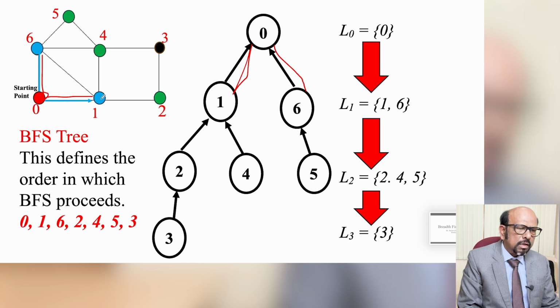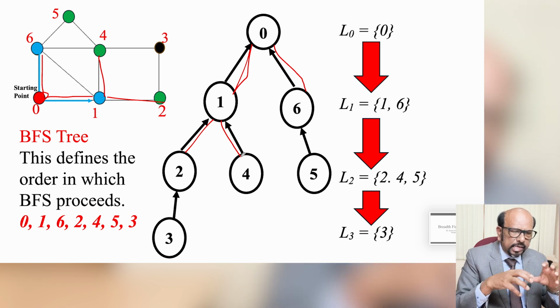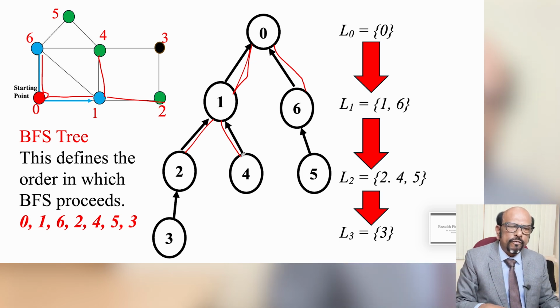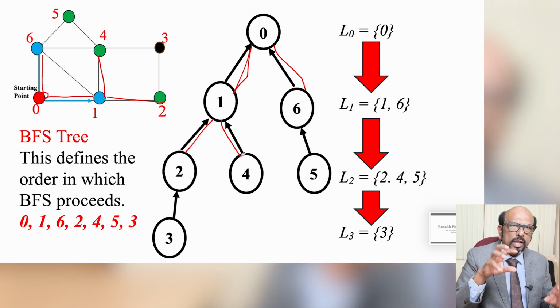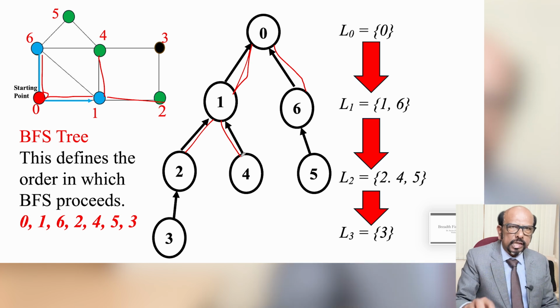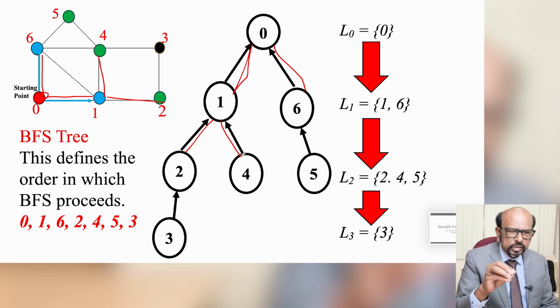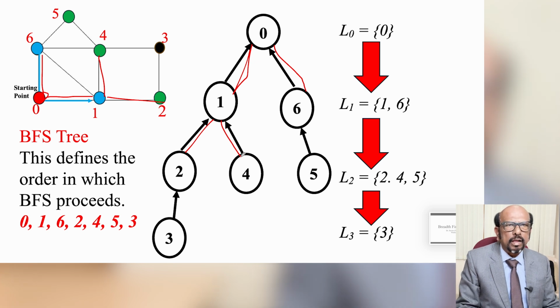Then, afterwards, 2, 4, 5. But 2 is a neighbor of 1 and 4 is a neighbor of 1. So, from 1 we can find out 2 and 4. But before that, 6 will be there. So, in the breadth first search, we start with 0, then 1 and 6, then the neighbors of 1. What are the neighbors of 1? 2 and 4. What are the neighbors of 6? 5. So, 2, 4, 5 are searched in this order.